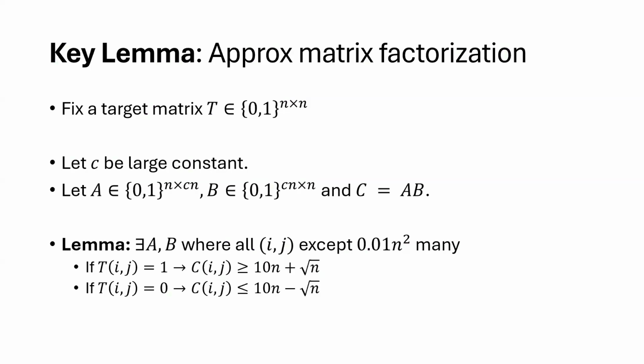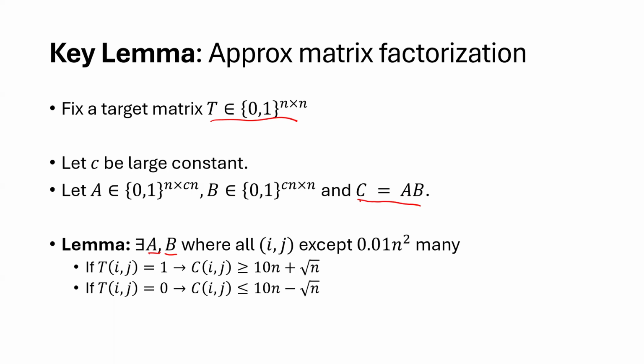Okay, so this is again what we want, right? Given any target T, I want to build A and B such that its product C is such that for any entry ij of T that is 1, Cij is big. When this is 0, this is small, and there's a gap.